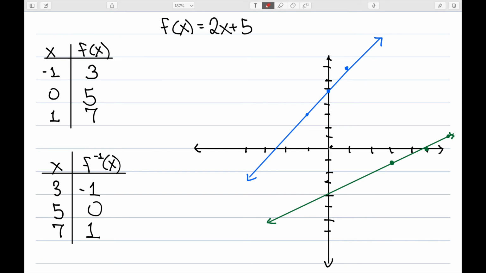I'm now going to draw one more line on this graph, which is the line y equal to x. And with an inverse, this is a reflection line. These graphs should look the same on both sides. They won't be perfect because I can't draw that well, but we can get the general idea.